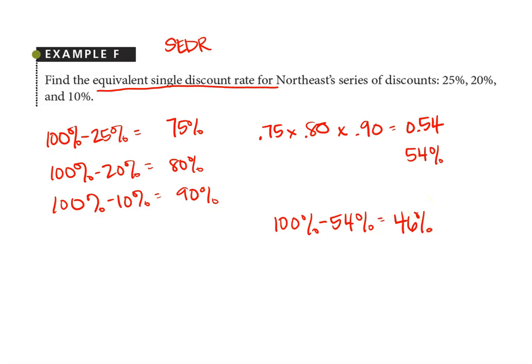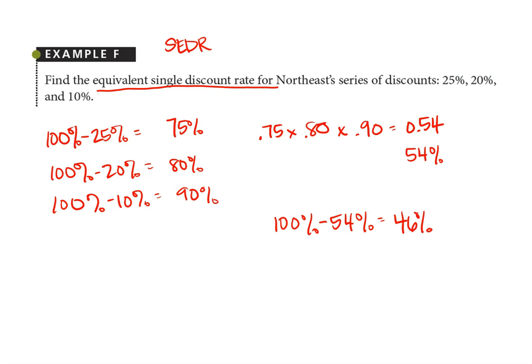And so let's think about what each of these values really means. So the 54% that we first calculated tells me that the customer is going to pay 54% of the list price after the discounts. The single equivalent discount rate, or the 46% that we calculated, means that the buyer is saving 46% off of the list price. So think about this single equivalent discount rate as the rate that they're saving, and the buyer pays 54% of the list price.